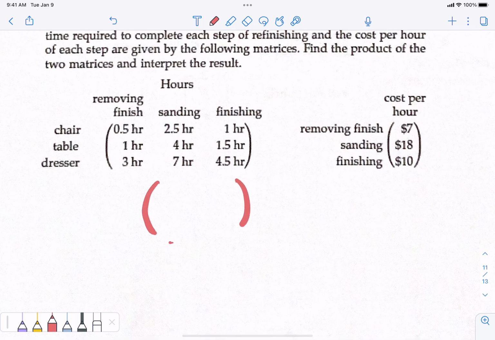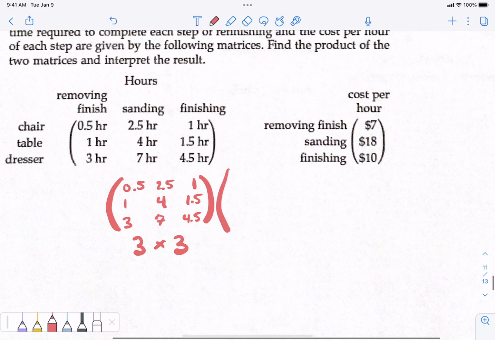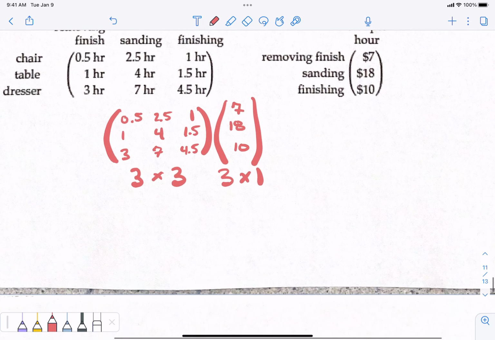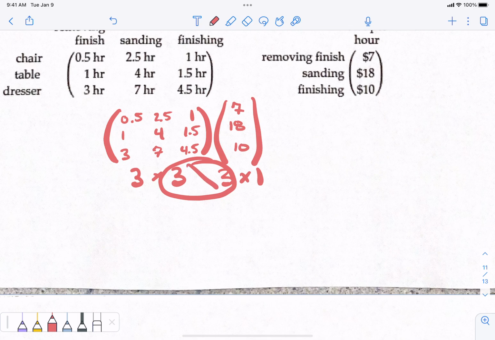This is a 3 by 3, right? Sure. And it's 0.5, 2.5, 1, 1, 4, 1.5, and 3, 7, 4.5. That's my 3 by 3 matrix. I'm going to multiply it by the amounts, which are 7, 8, 10. And that is a 3 by 1, right? Okay? And I can multiply them together because the middle two numbers are the same, and I'm going to end up with a 3 by 1 matrix.